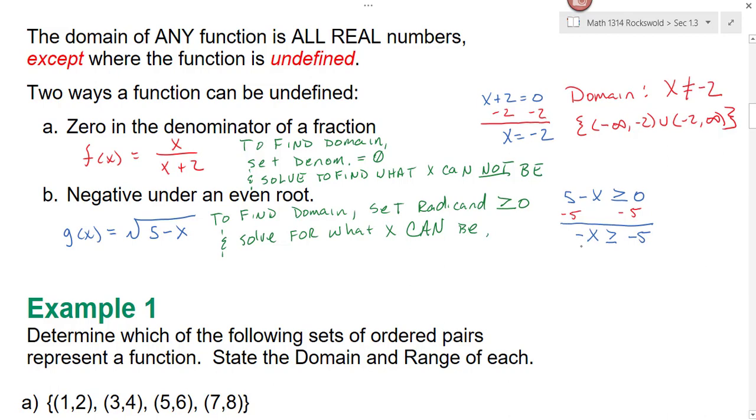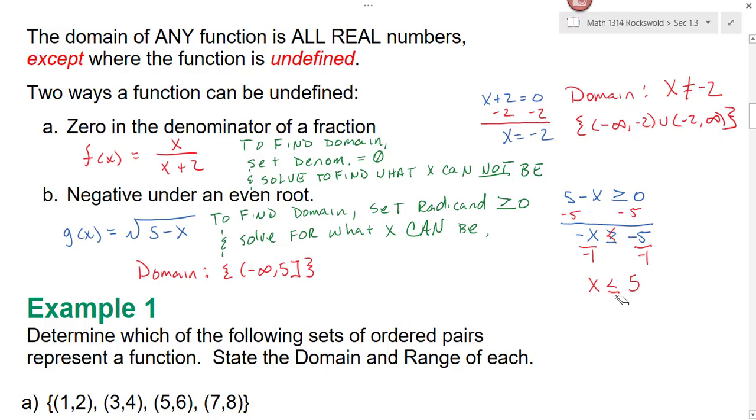And then to make the x positive, I'm going to divide this by -1, and what you do to one side you have to do to the other, but because it's an inequality, when you multiply or divide by a negative, you have to flip the inequality, and that gives us x is less than or equal to +5. So the domain for this problem is going to be the set of numbers that goes from -infinity to 5, but I do include the 5 because this is less than or equal to.